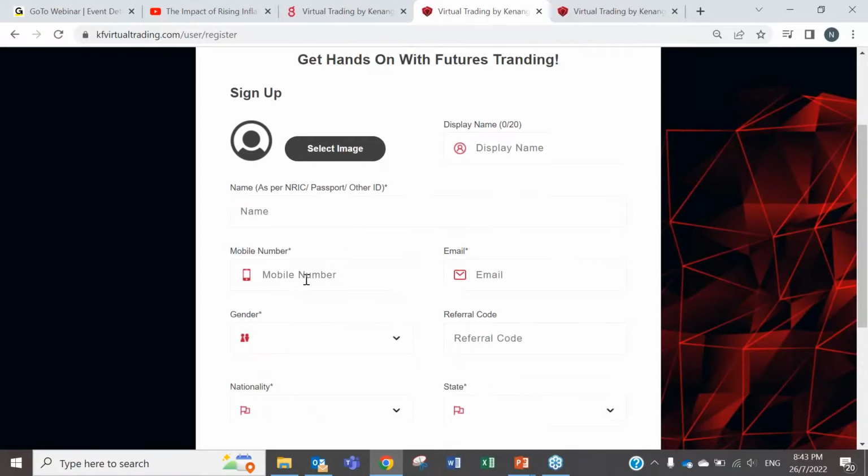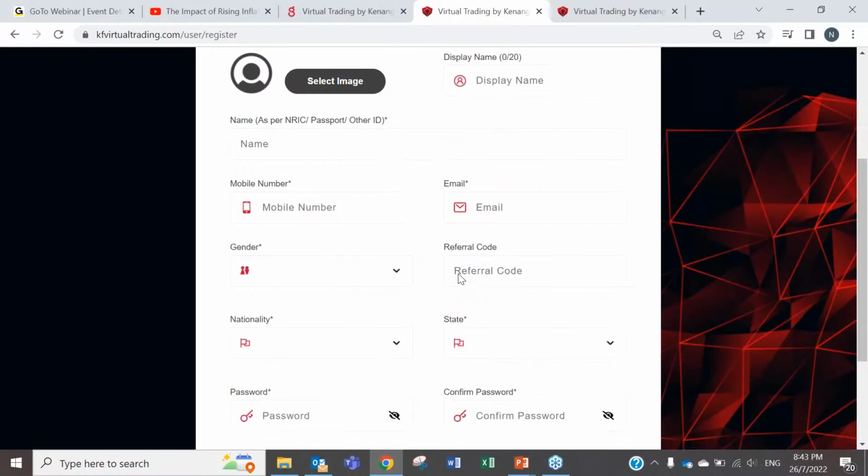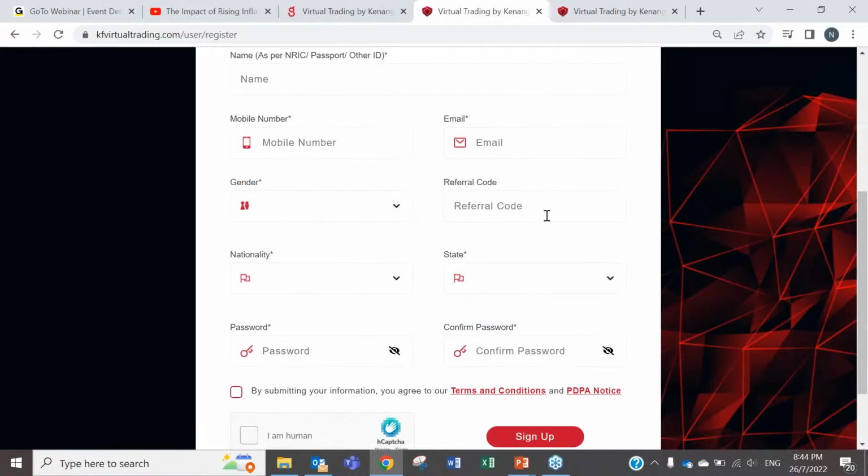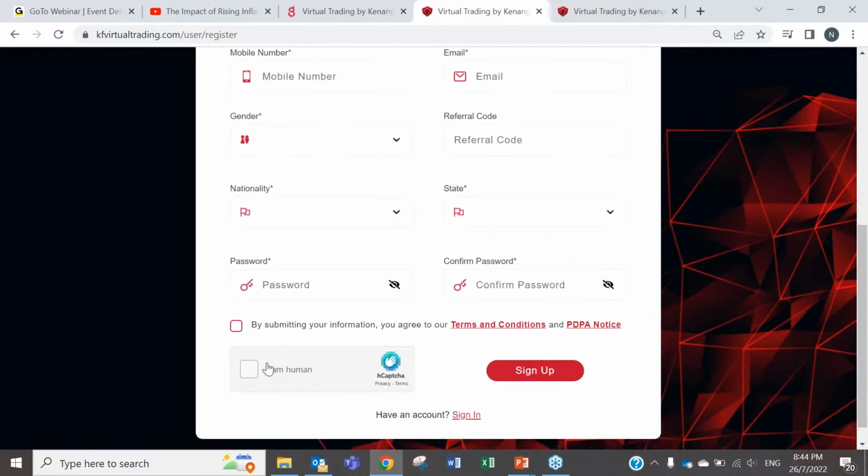Your full name, and then key in your mobile number and your email. Make sure these two are accurate. Select your gender. If you have a referral code from your friend, you may put in your referral code. If you do not, you can just leave it blank. Select your nationality and state, and set your password and confirm password. Remember to check these two boxes, and also check that you are not a robot. And then proceed to click sign up.